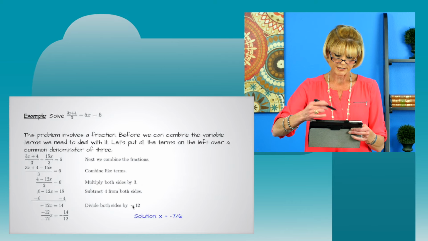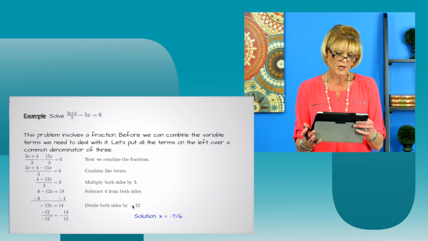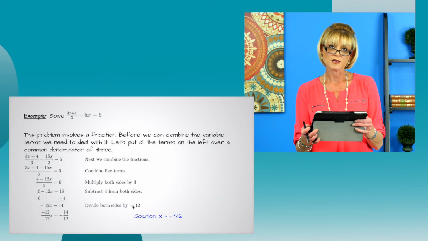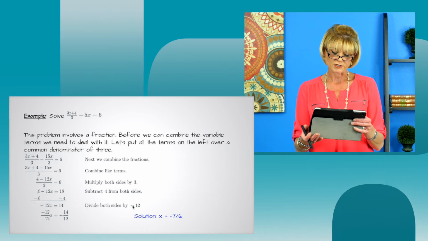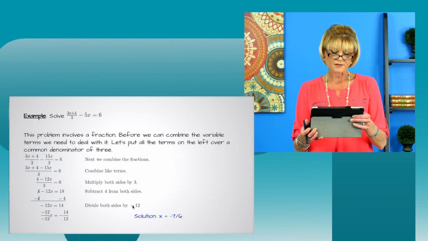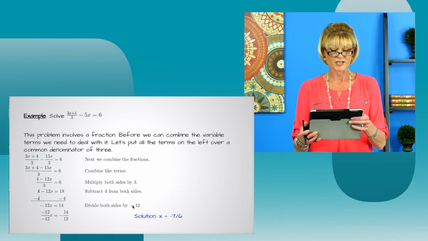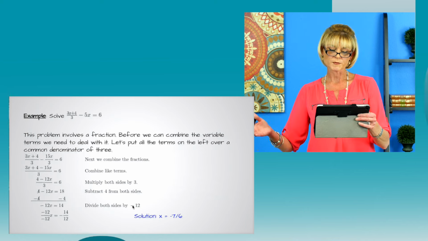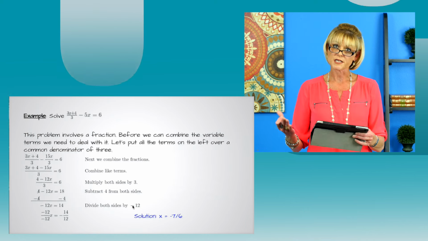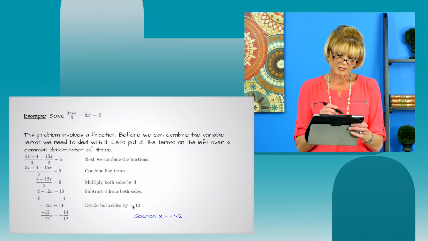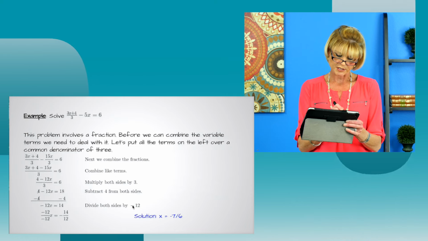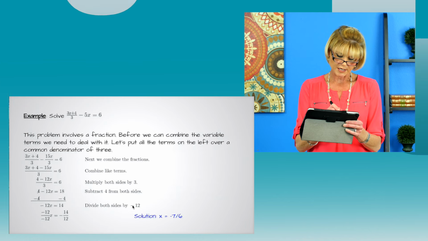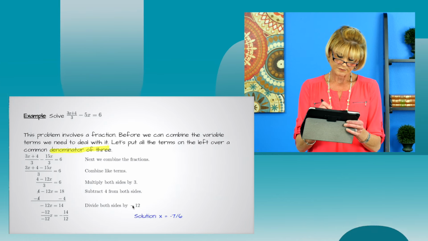All right, let's look at an example. It says solve 3x plus 4 divided by 3 minus 5x equals 6. So this problem does involve a fraction. So before we can combine the variable terms, we need to deal with that fraction. So let's put all the terms on the left over a common denominator of 3. So the first thing we do is we write it out and we combine the fractions after we've put everything over our common denominator of 3.